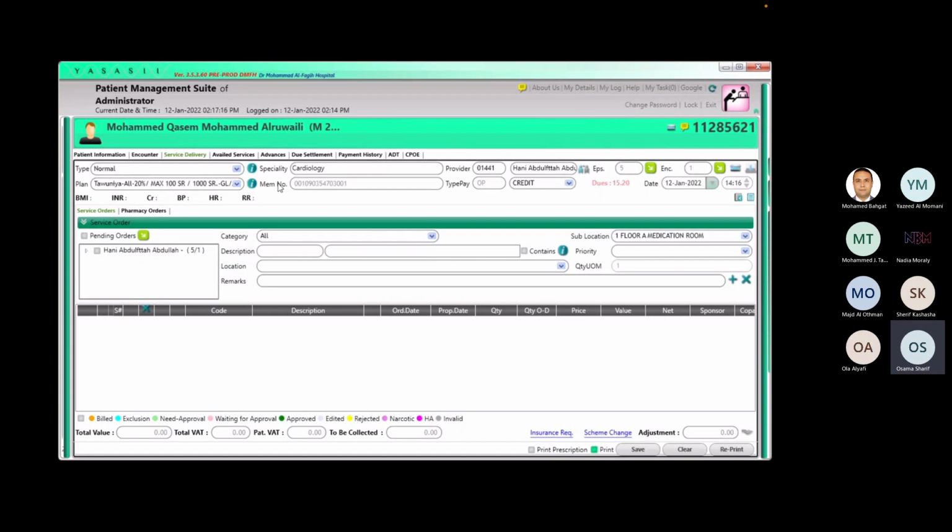Right now, I can show you that this is an OP credit visit of the patient. This is episode number 5, encounter number 1. That is, he started an episode. This is his fifth episode to the hospital that he's come for, with Dr. Hani from cardiology, and he's using Tawania's plan, which is 20% max testing.